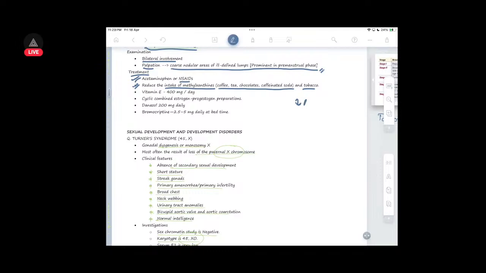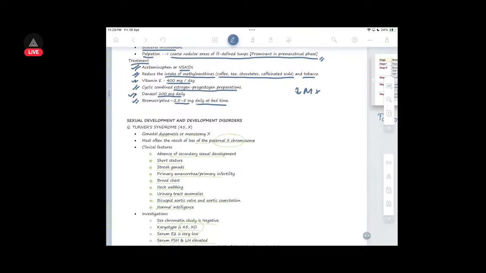Decrease methylxanthines. Then vitamin E you can give 400 mg daily. Cyclical, combined estrogen progesterone preparations can be given. Danazol can be provided 100 mg daily. Bromocriptine 2.5 to 5 mg daily at bedtime.